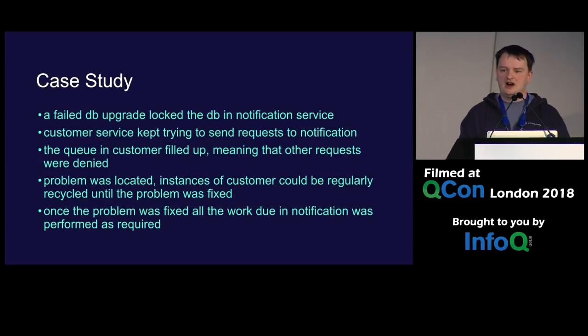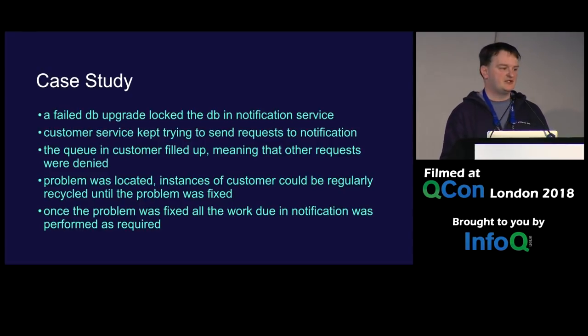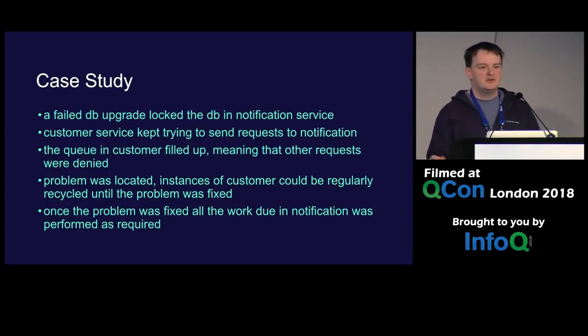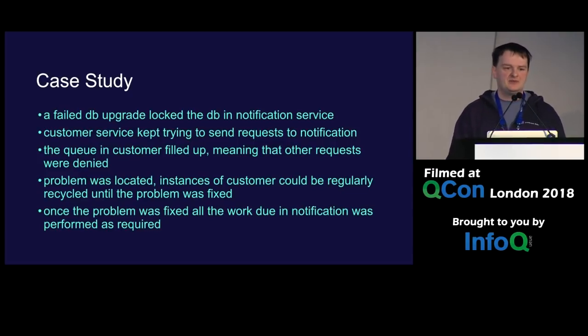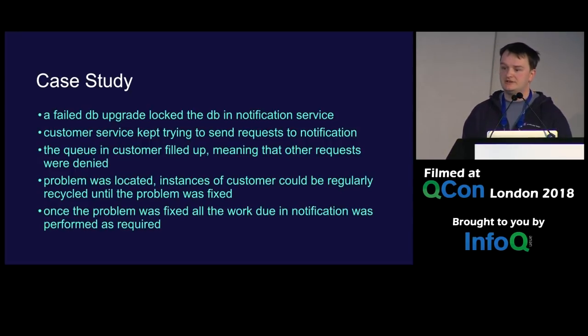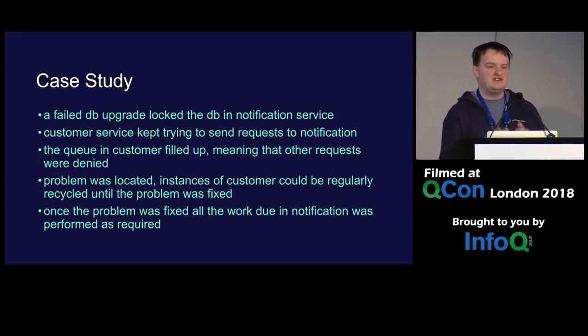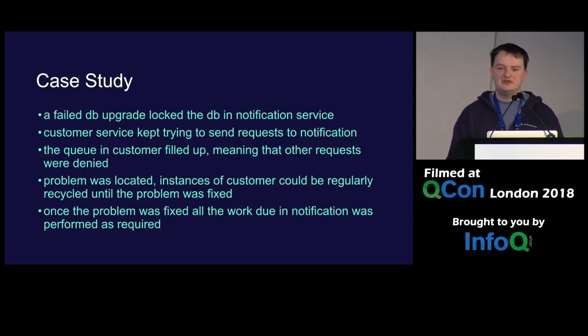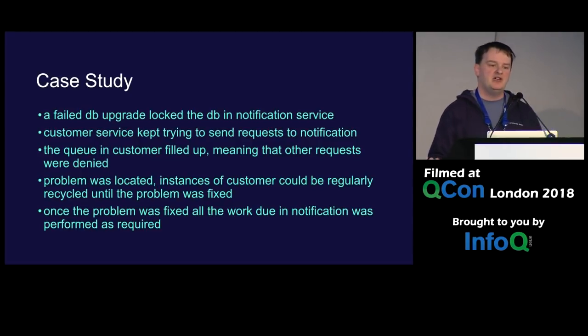And that meant that other work items that were requested of customer couldn't happen because they were trying to put them in the queue and the queue is full. So things started failing. So what do? Well, we can just kill customer, right? We can take down the customer service, wipe the queue, because all of the work items that need to be done are recorded. So we've wiped the queue, and then we start it up again. And again, it starts filling up, and then we can just reset it, wipe it, and so on. And we can keep doing that until someone comes along and fixes the problem in notification.